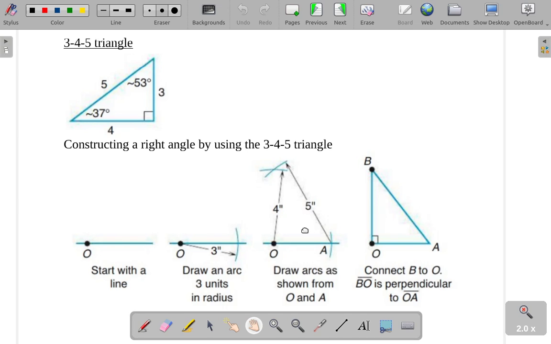Another special triangle we end up seeing is called a 3-4-5 triangle, and this one doesn't specify the angles. Instead, it specifies the side lengths. This is if this leg is a distance of 3, a length of 3. This one is a length of 4. Then this one ends up being exactly a length of 5.